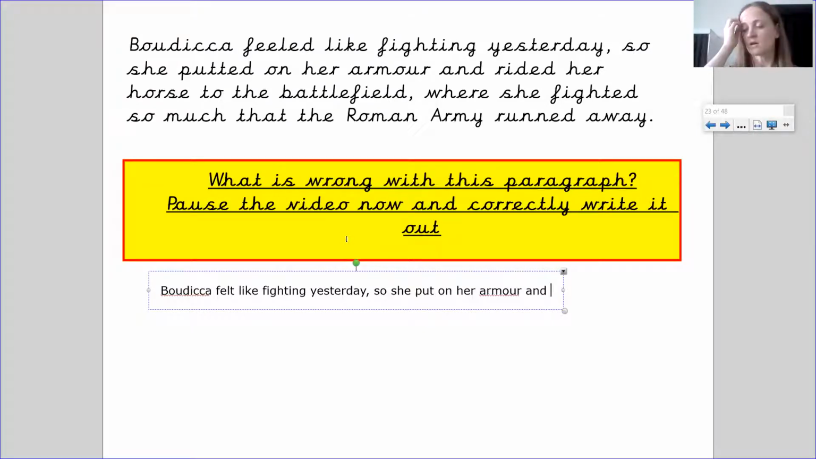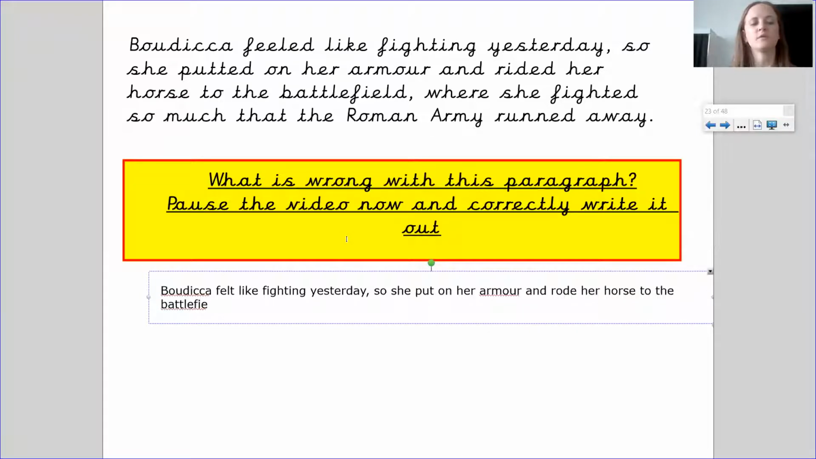And rided is obviously the incorrect version of our past tense verb. So we would say rode her horse to the battlefield, where she, and fighted is also an irregular verb. We can't just add ed to it. So we would say fought so much that the Roman army, and we mentioned this one earlier, run we cannot use, we would say ran away.